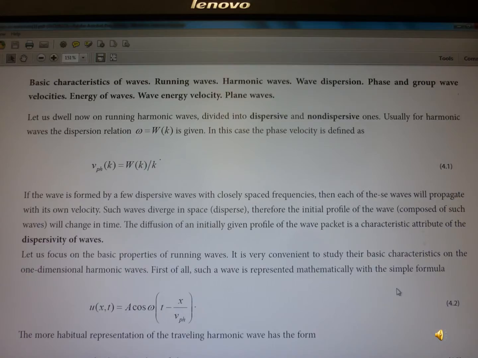A means the amplitude, u is the function, and v is the phase velocity, and t is the time. So this is the equation to write down the mathematical equation for the properties of the running wave.